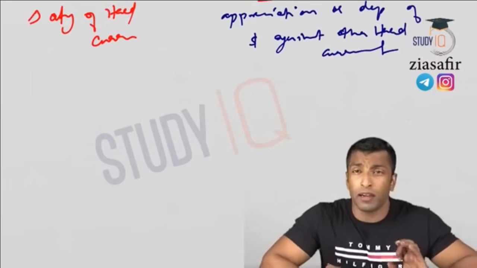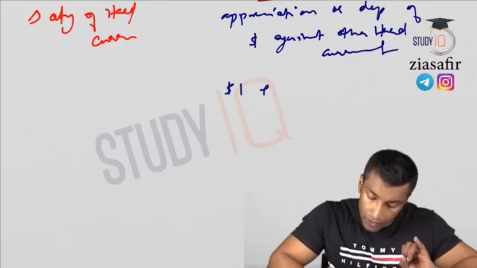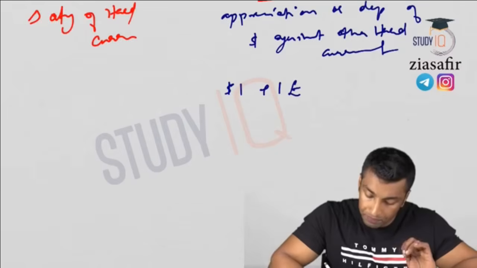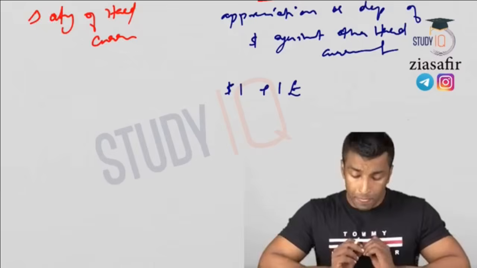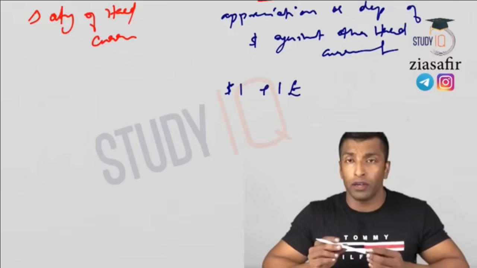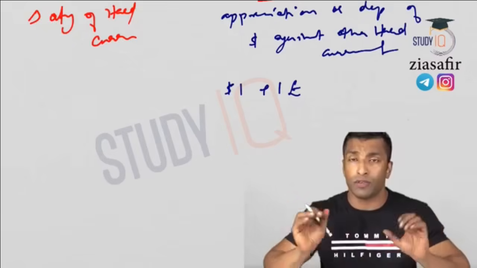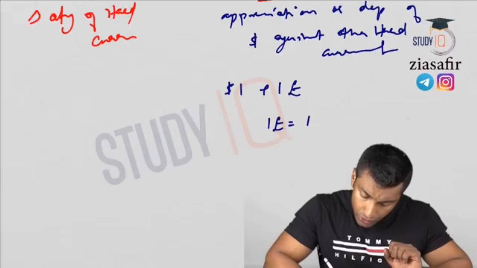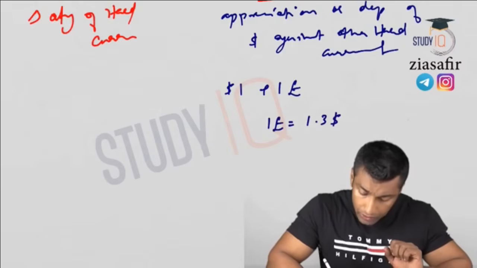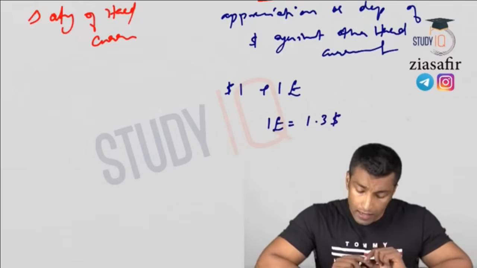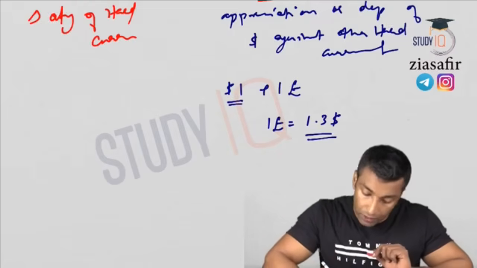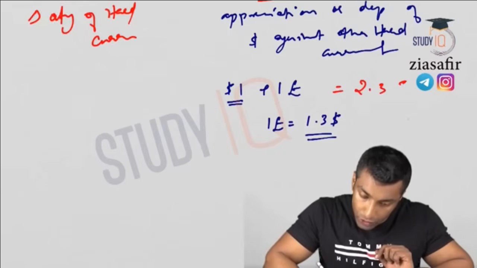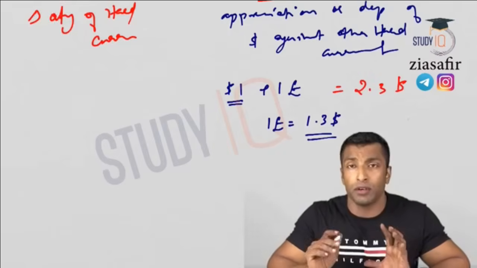For example, let's take that you have $1 and €1 in your Forex basket. If you express this in terms of dollars, how much is there in total as your Forex? Let's suppose €1 is around $1.3. So $1 and $1.3, effectively you can write it as $2.3 as your Forex.